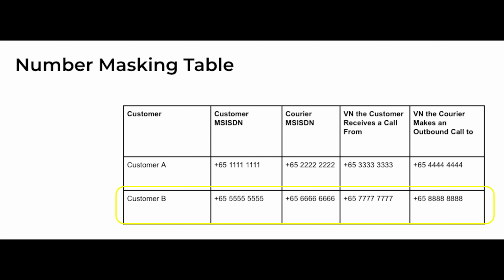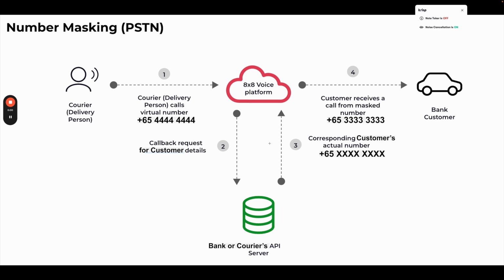When a new customer is added to this list, they can have their own set of virtual number mappings. How virtual numbers are assigned and the total amount of virtual numbers used may depend on each use case, and this shows just one possible option. Zooming out to the big picture, this video gives us an idea of what role the 8x8 voice platform, the API server that the bank or courier builds, and the courier and the bank customer play during number masking.